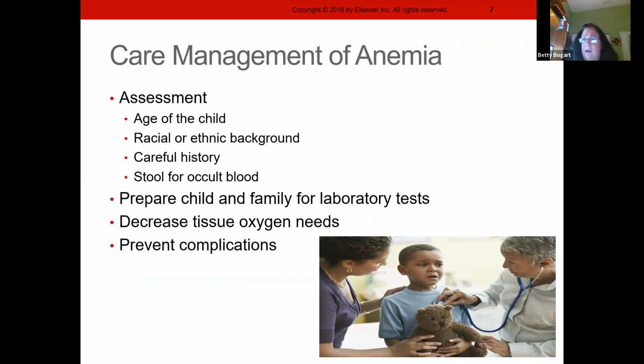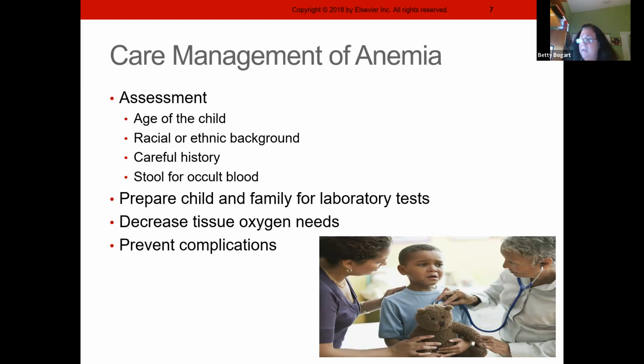Ethnic or racial background. Well, we know sickle cell, right? African American, right? African culture, 25% of your population. If both parents have the trait, you're going to have the sickle cell. So that's a big thing. Another one, I mentioned it briefly, thalassemia is from the Mediterranean Sea. So it's somewhere in the Middle East, somewhere over there, where they do have what we call thalassemia. We're going to do that history, find out what's going on. And as I said, stool for occult blood is important because that rules out active bleeding.